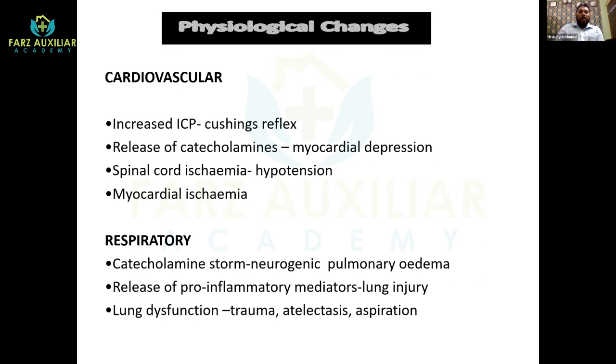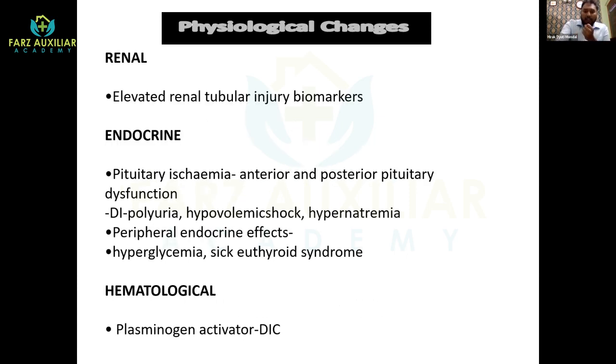Okay. So, in short, what I have said: there is Cushing reflex. There is cytokine surge, which may cause myocardial depression. There is some spinal cord ischemia causing hypotension. There is myocardial ischemia, and catecholamine storm may cause neurogenic pulmonary edema. Release of pro-inflammatory mediators may cause lung injury, and there is lung dysfunction like atelectasis and aspiration. There are elevated renal tubular biomarkers. There is pituitary ischemia causing multiple endocrine problems. And hematologically, plasminogen activator can cause DIC.